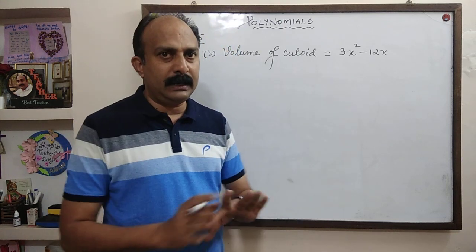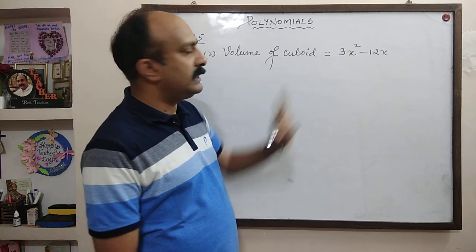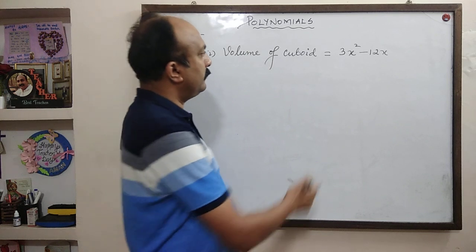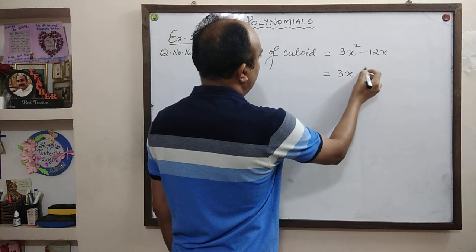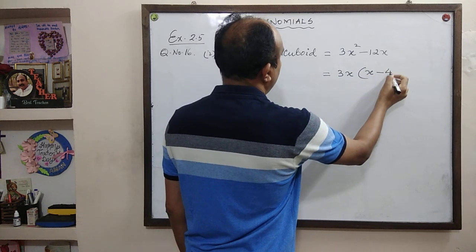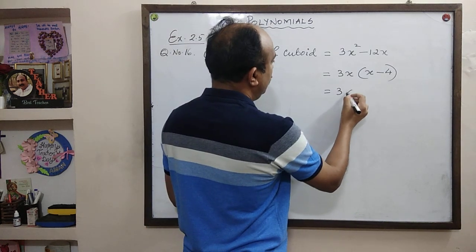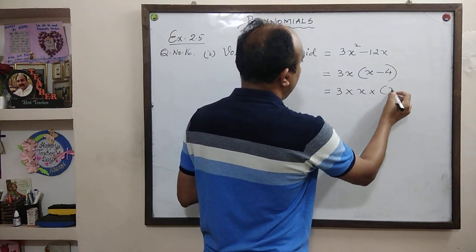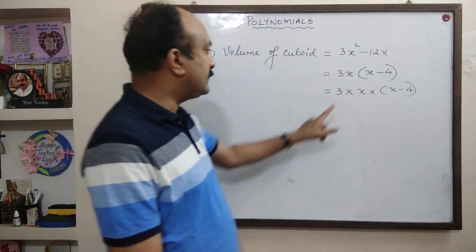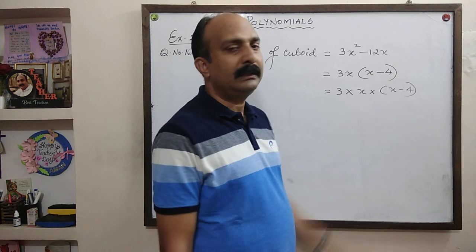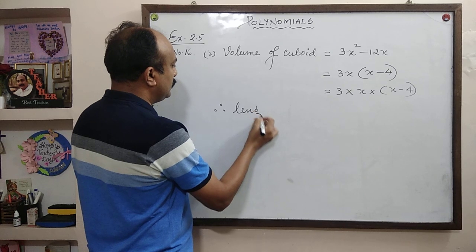There is no identity or anything complicated to factorize it. The only possible way to factorize it is by taking common. What is common in 3x square minus 12x? 3x is common. What is left? x minus 4. 3x into x minus 4 means 3 into x into x minus 4. We got three factors: first factor, second factor, third factor.